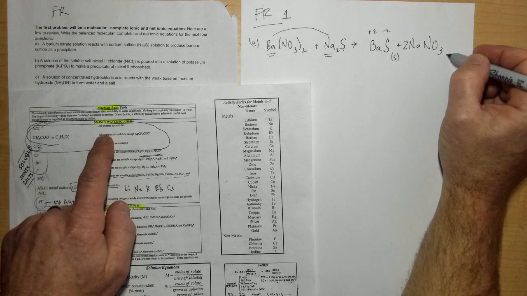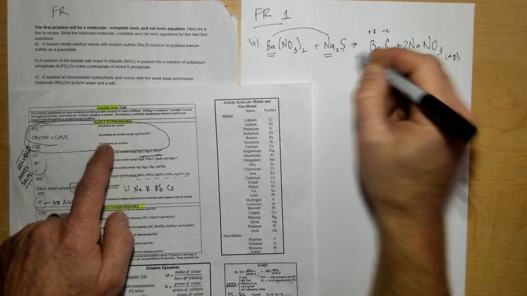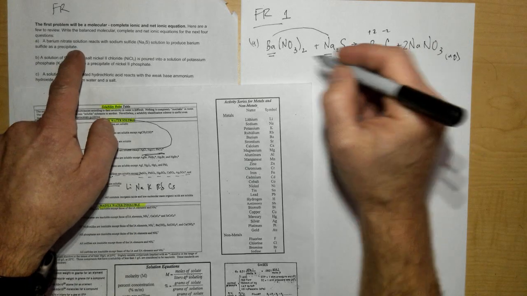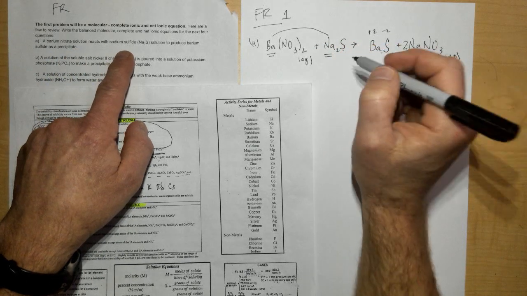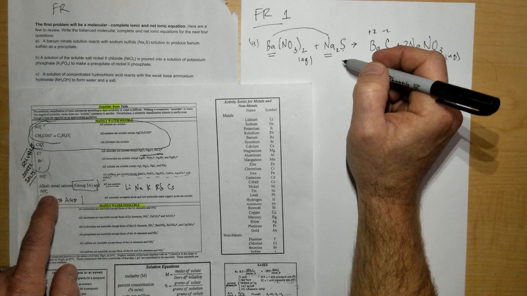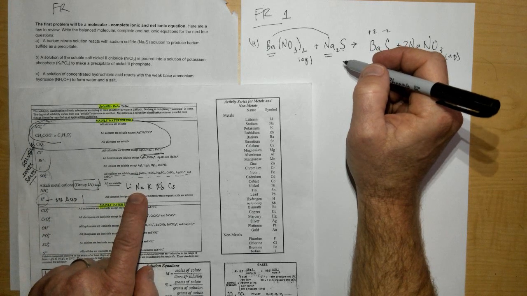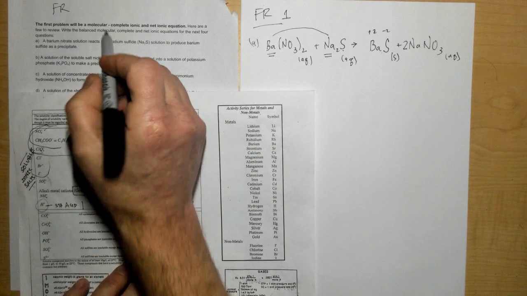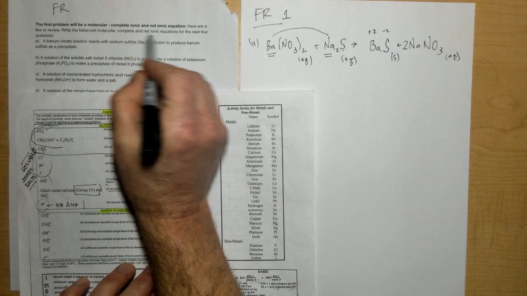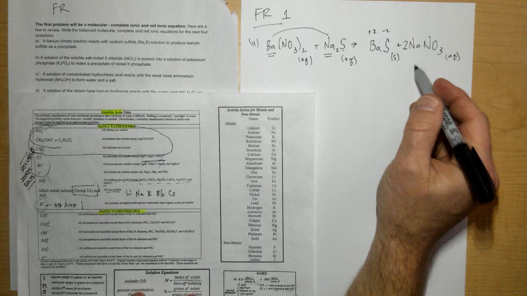We know that nitrates are all soluble because that's the first rule right here. So this is aqueous. And then it tells us that this is a solution, so we know that that's aqueous. And it reacts with sodium sulfide, which if you look here, sodium sulfides are going to be soluble in water because all sodium salts are soluble. And then it says that we have to write the molecular, the complete, and the net ionic. So here's our molecular equation.